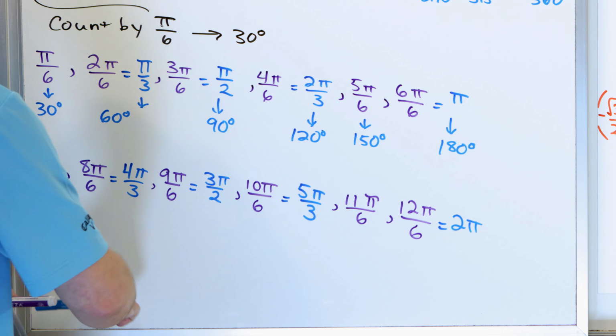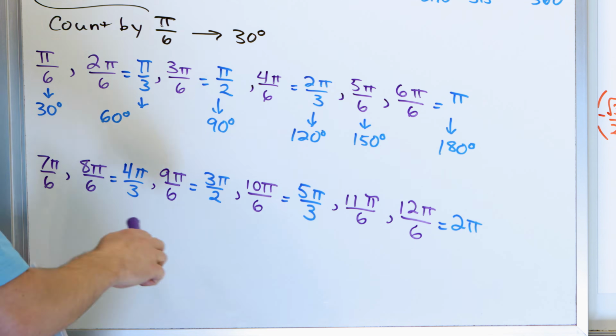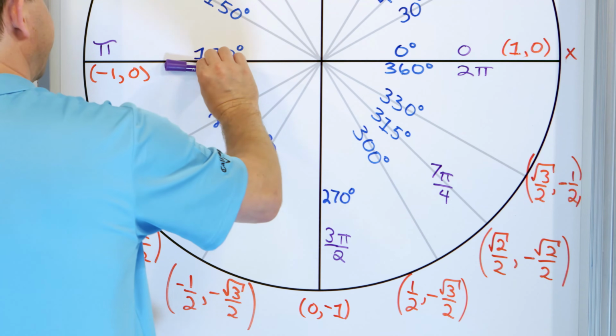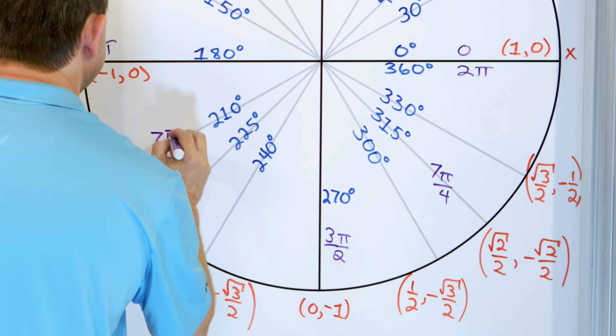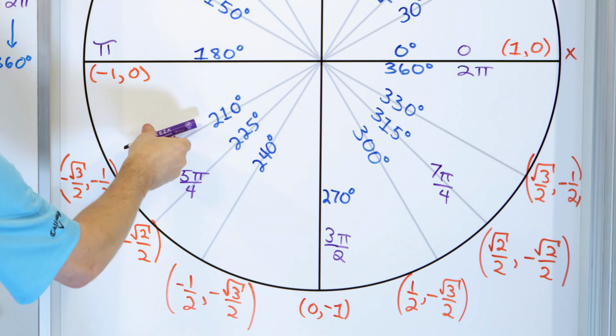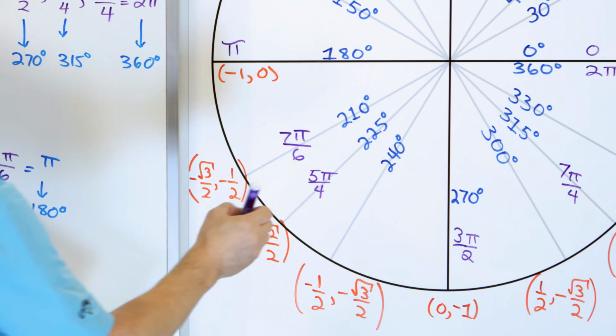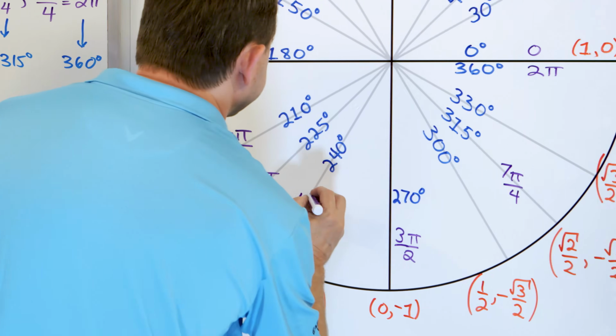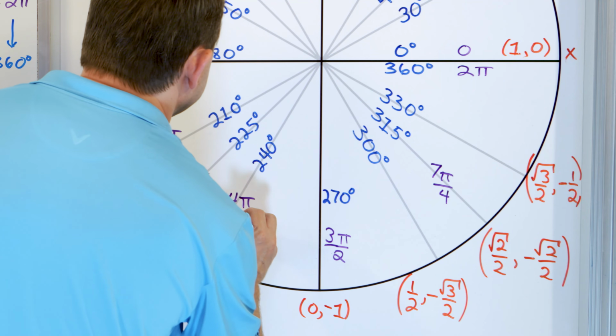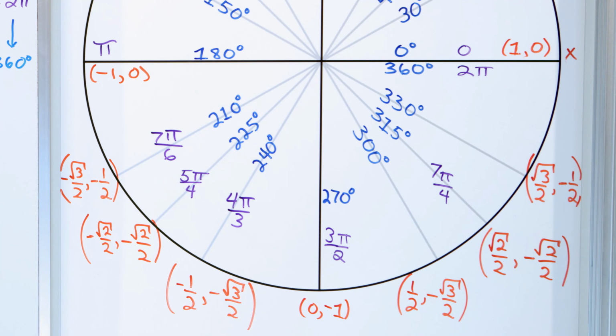So let's go mark these around the unit circle. The next one up was 7 pi over 6. So this is 6 pi over 6, and 7 pi over 6 is here. Then we had 8 pi over 6, but 8 pi over 6 reduced actually to 4 pi over 3. 8 pi over 6 was this.